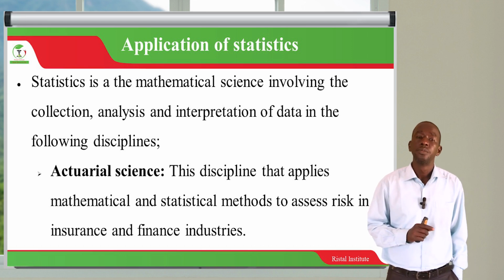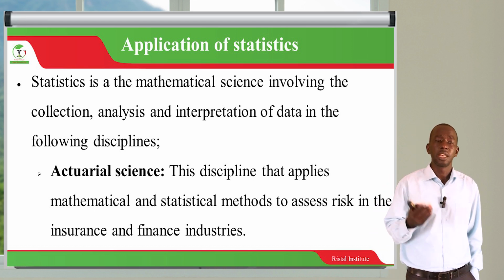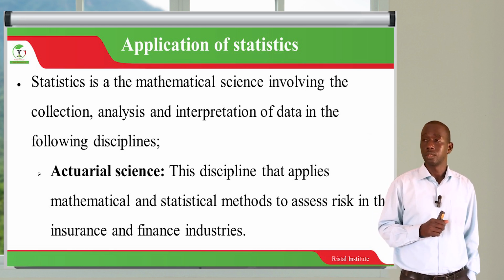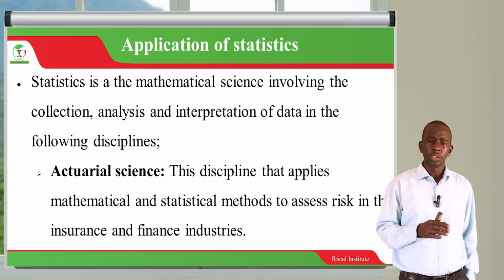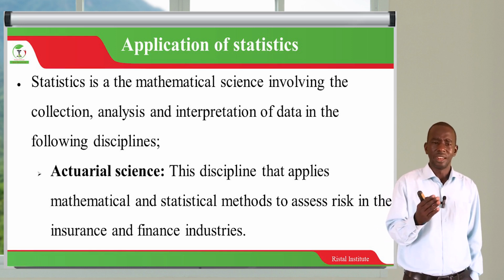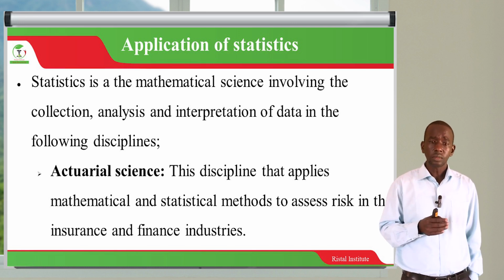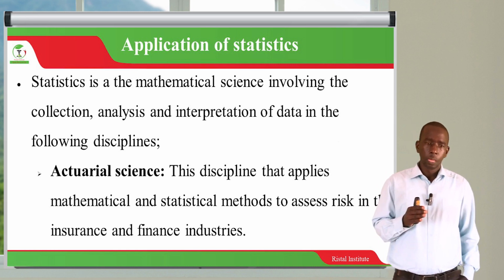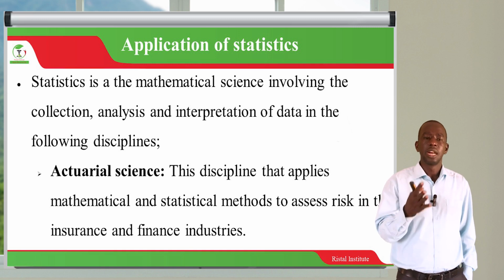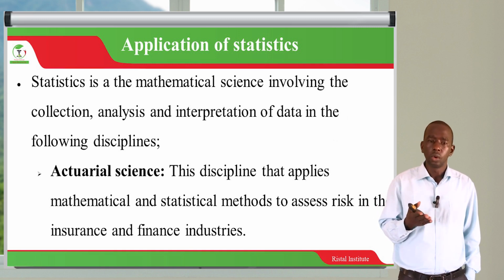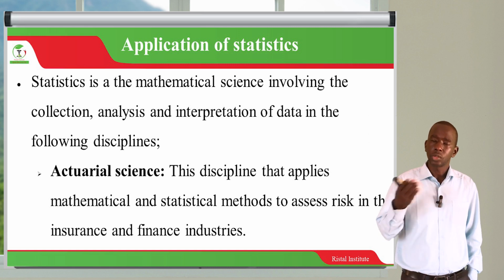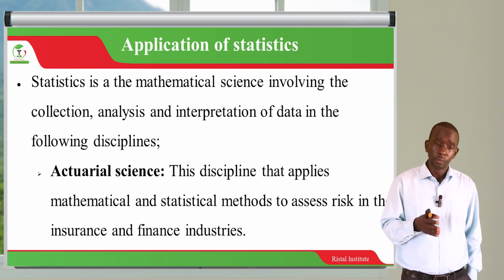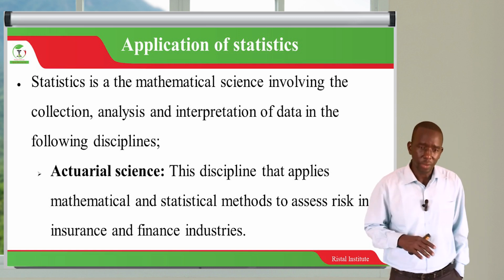Actuarial science. This discipline applies mathematics and statistical methods to assess risk in the insurance and financial industries. You should be aware of assessing risk in relation to the financial industry. So actuarial science helps us to collect data where we can run a risk analysis, and this risk analysis will help the decision-making process in an organization, especially in the financial industry.